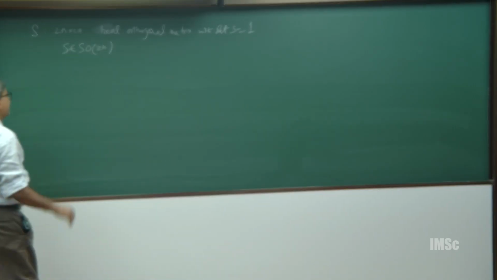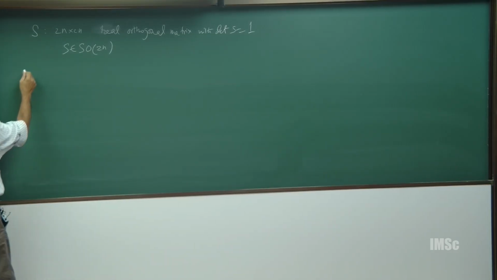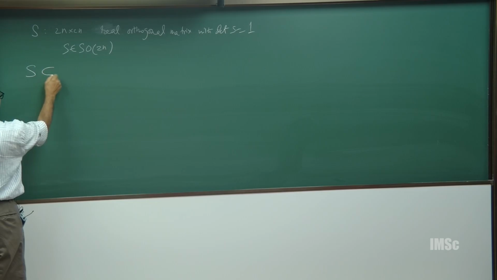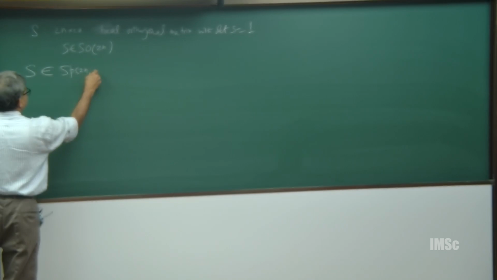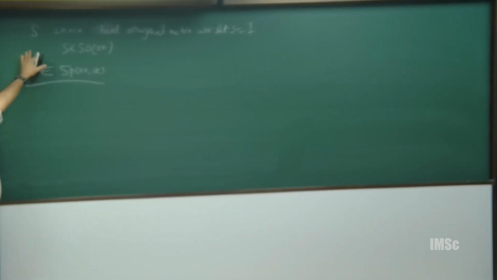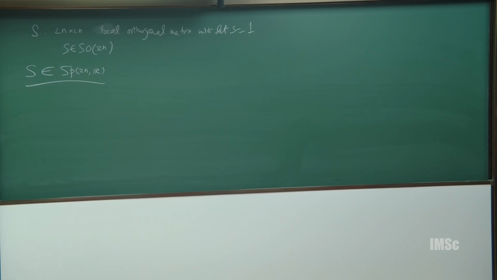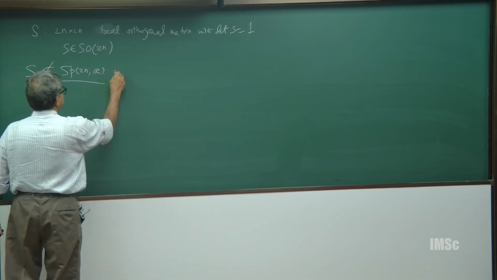So if this is the case, then this is not necessarily in Sp(2n, R). In other words, not every rotation gives rise to a canonical transformation. The only exception is the n equal to 1 case, but for higher values of n, this is not true in general.